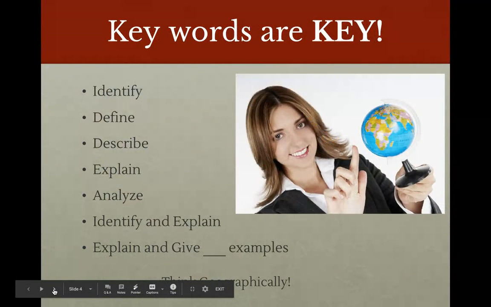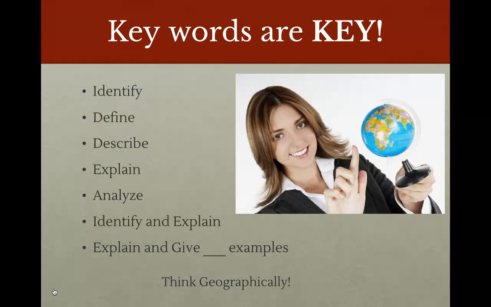The operative verbs you'll see on the FRQ are going to be identify, define, describe, explain. To a lesser degree, analyze. You'll see quite often identify and explain. You'll see quite often explain and give blank examples. Make sure you always respond to how many examples the prompt indicates.